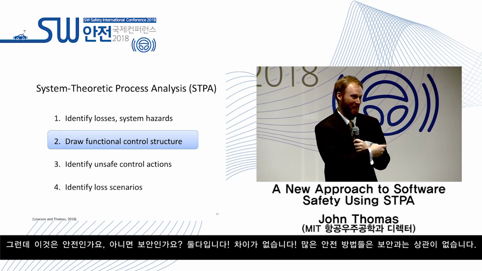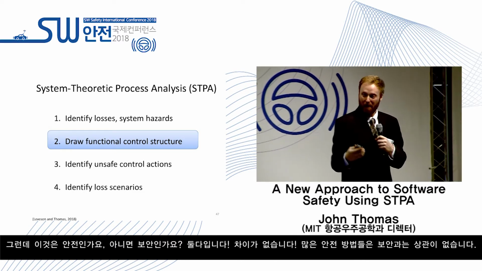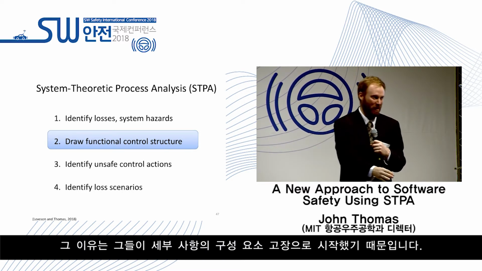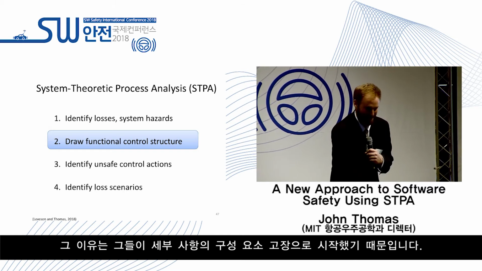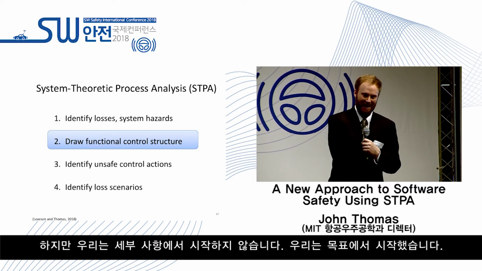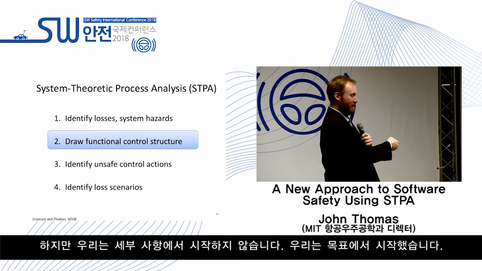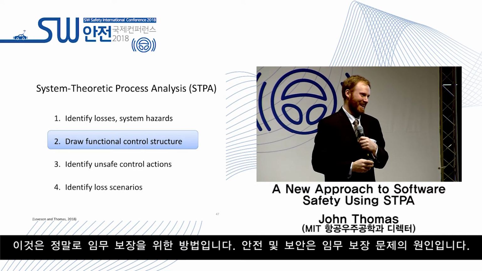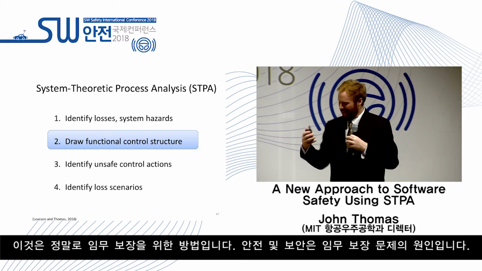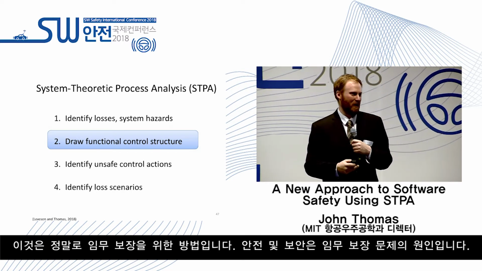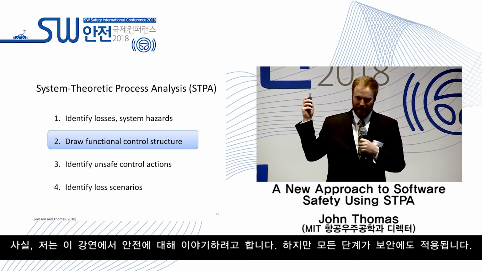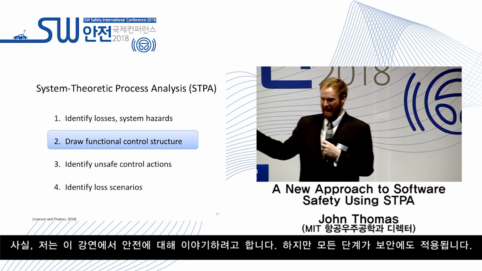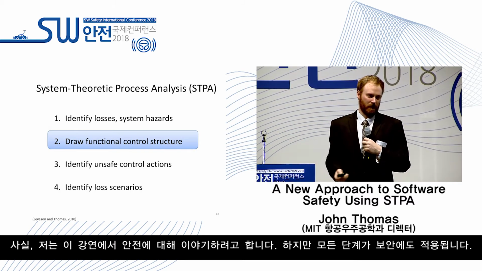It's both. There's no difference. A lot of safety methods have nothing to do with security. That's because they start with component failures in the details. But we're not starting in the detail. We're starting in the objective. This is really a method for mission assurance. Safety and security are causes of mission assurance problems. In fact, I'm going to talk about safety in this talk, but every single step applies to security as well.